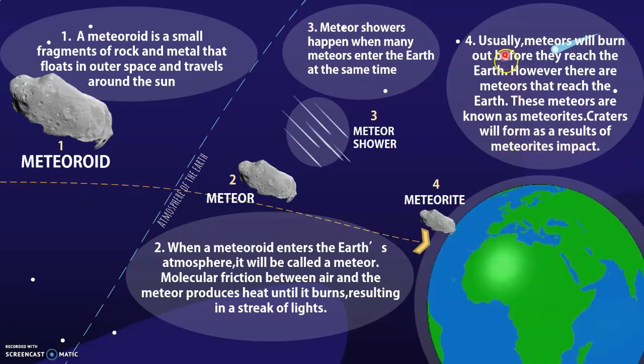In some cases, meteors do not burn. They reach the Earth. This one, meteor, they burn before they reach the Earth. But in some cases, they don't burn, and they reach the Earth. So this fragment of rock, we call it a meteorite.